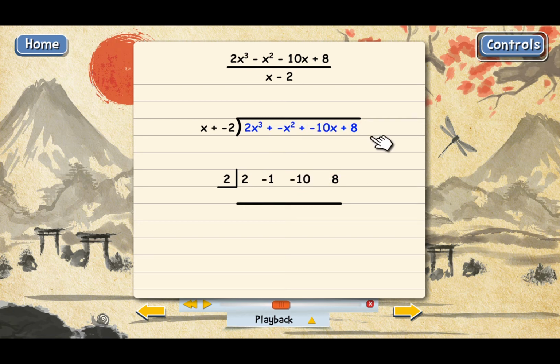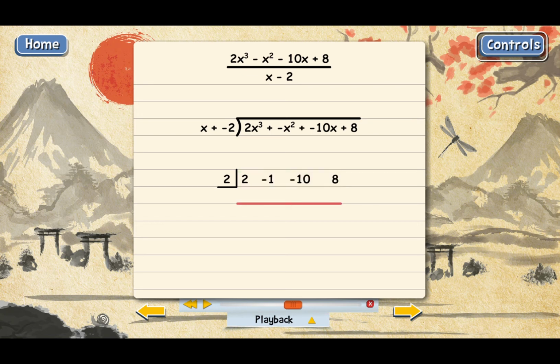If this had skipped a power, if it had skipped a degree, what if the dividend had been 2x cubed minus 10x plus 8? Well, then we would have definitely needed to have a 0 right here. You have to have these in the proper order, and you can't have any gaps. If there are any, then you need to put a coefficient of 0. That's very, very important because we've taken out all of the x's, and so we don't have any way of knowing what powers these coefficients go with unless everything's in its proper place.